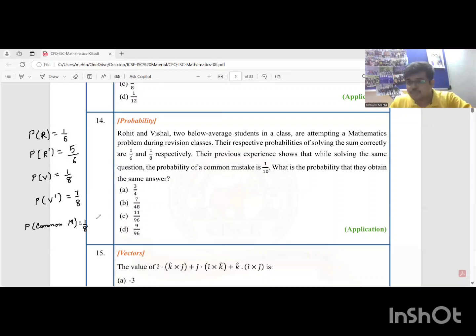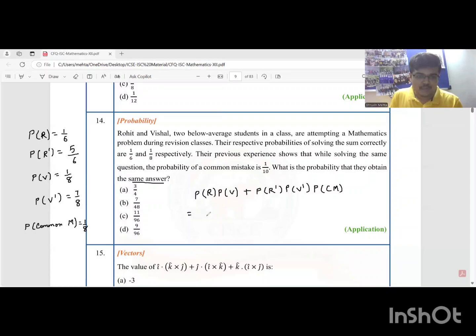Now, do you understand, students? The first possibility in this is, see, because they're getting the same answer, the first possibility is both are correct and they're getting the same answer. So both are correct means we are talking about probability of R into probability of V. Probability that Rohit is correct into probability that Vishal is correct. Plus, second possibility, both are incorrect. So when we say both are incorrect, so probability of R dash and probability of V dash. Now here you have to understand carefully, students, they are getting the same answer. If both are incorrect and they are getting the same answer, here we'll consider that they have made a common mistake and therefore we'll multiply it with probability of common mistake. So these are the two possibilities.